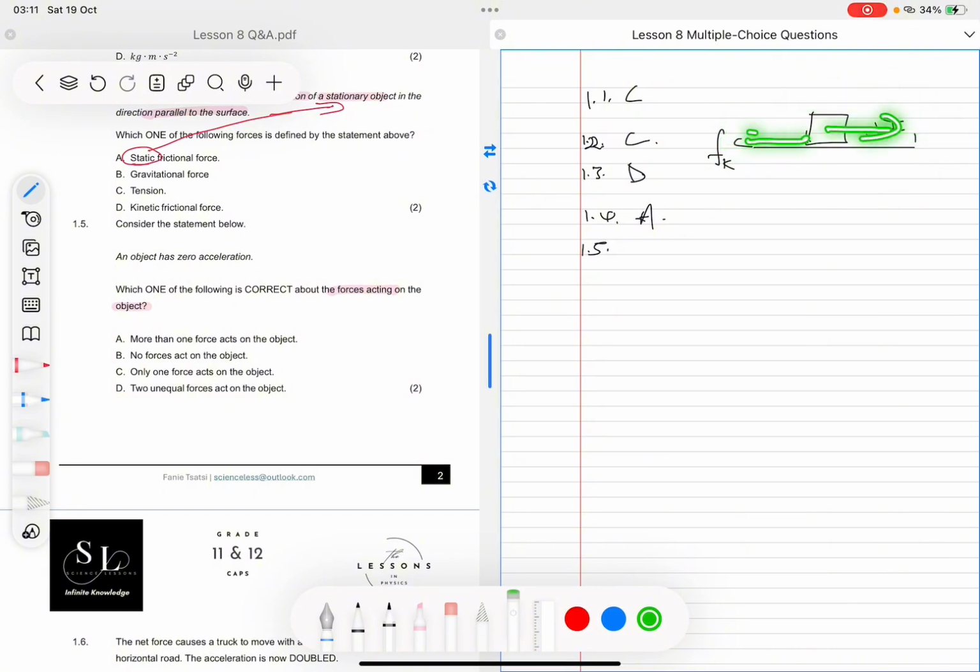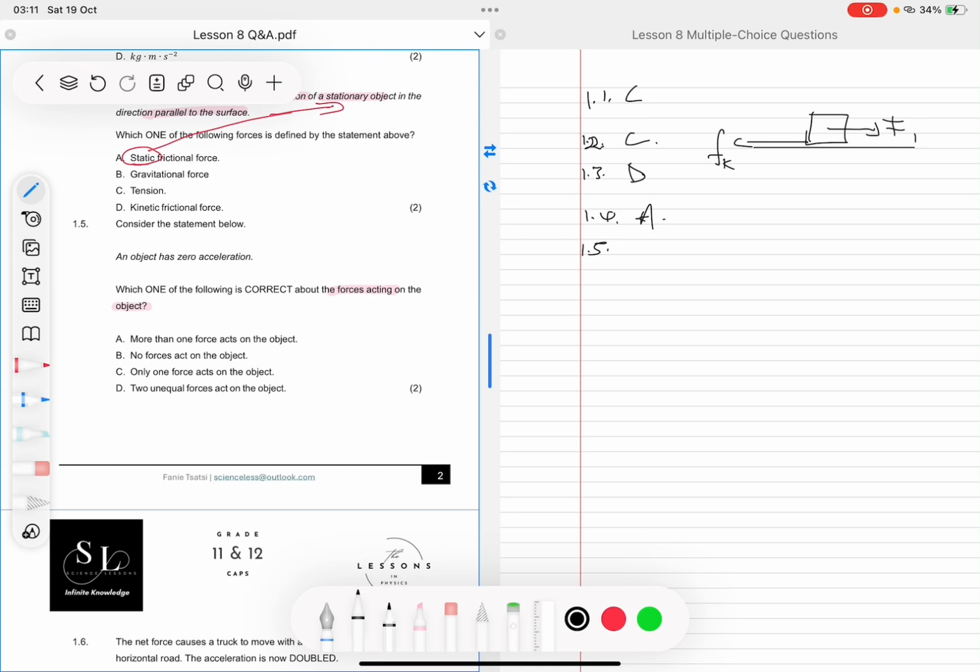These two forces can be also equal so that the object moves at a constant velocity, because when they are equal, the acceleration will be 0 and the net force will also be 0. But we are not told in option A if that's the case. We are not told if these forces are equal. They just say more than one.